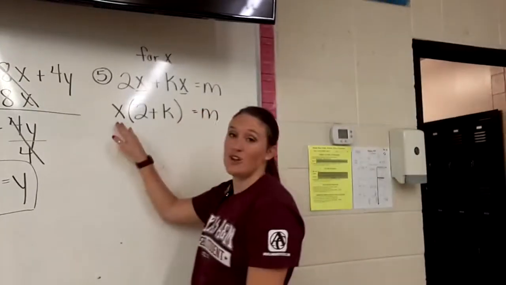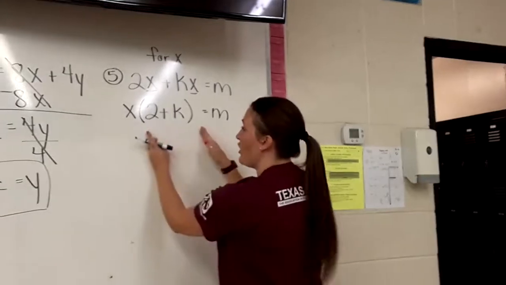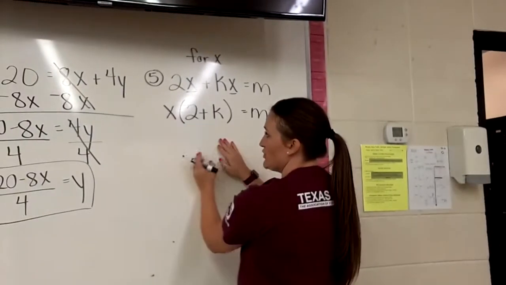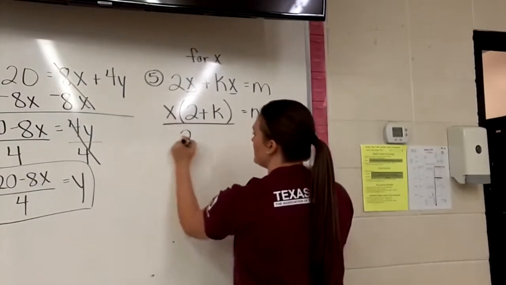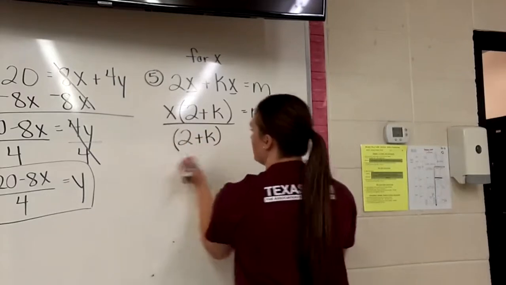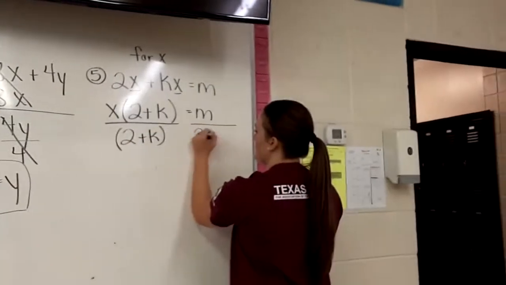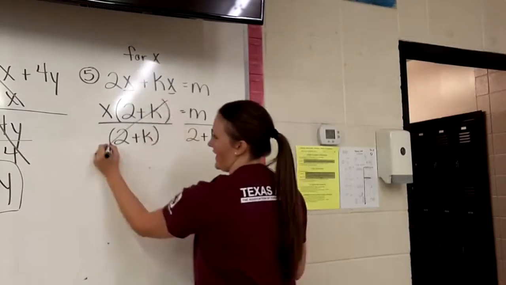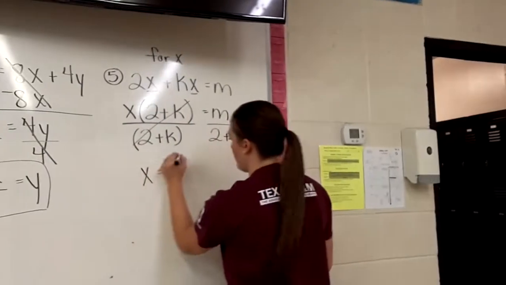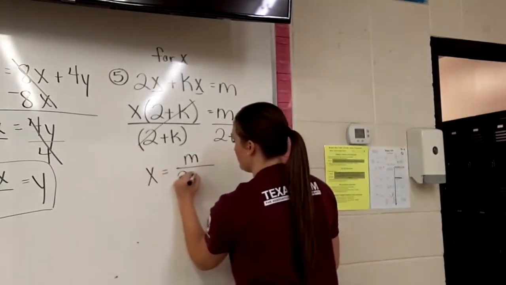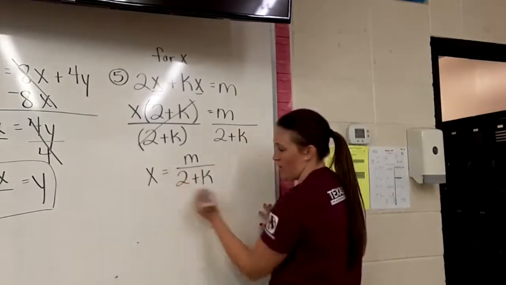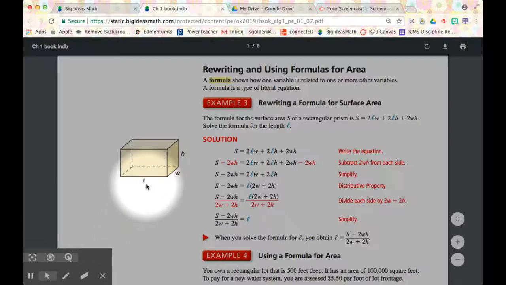Now, we're trying to solve for x. So I want to get rid of all this. Well, all of it is being multiplied by x, so I can divide by all of it and cancel it from this side. Now we have solved for x.